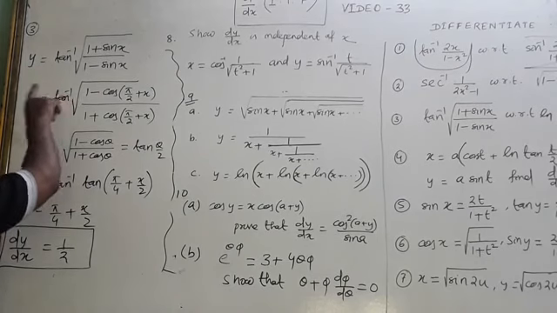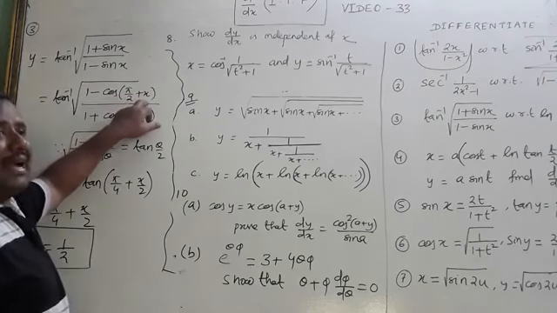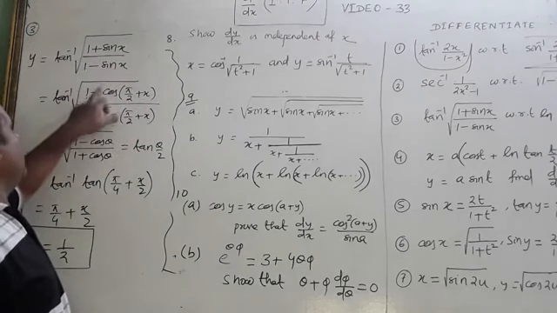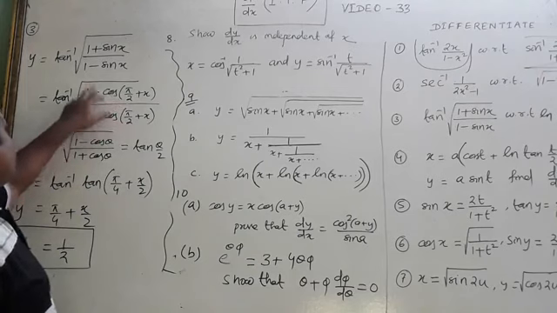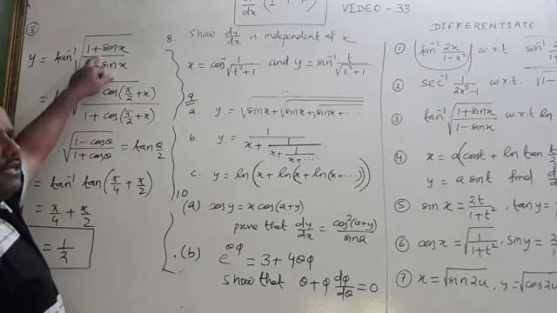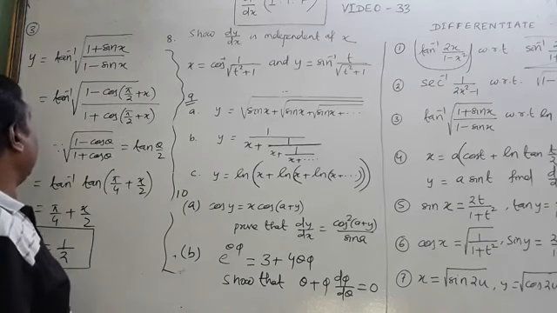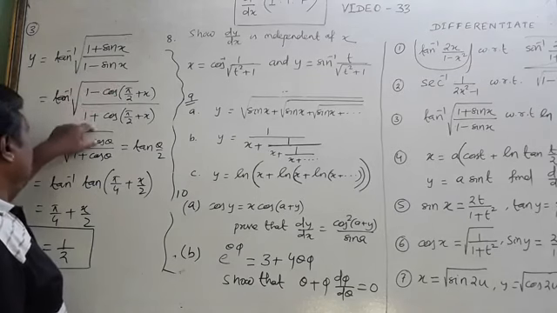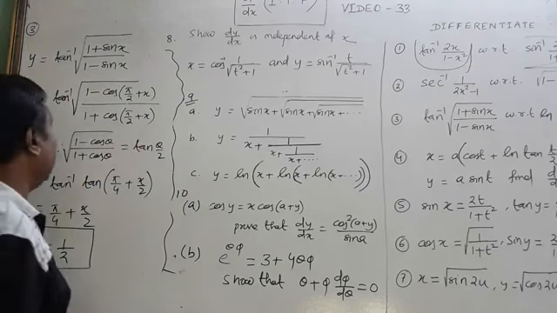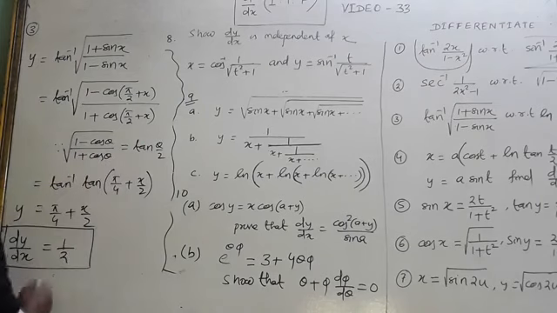Then you can find the derivative in direct manner, but I am doing in a tricky way. And you know cos of 90 plus theta is minus sin theta. So cos of 90 plus x is minus sin x, minus it is plus sin x. So in place of sin x I am writing minus cos of pi by 2 plus x, and in place of minus sin x I am writing plus cos of pi by 2 plus x, and applying the formula square root of 1 minus cos theta by 1 plus cos theta, it is tan theta by 2.